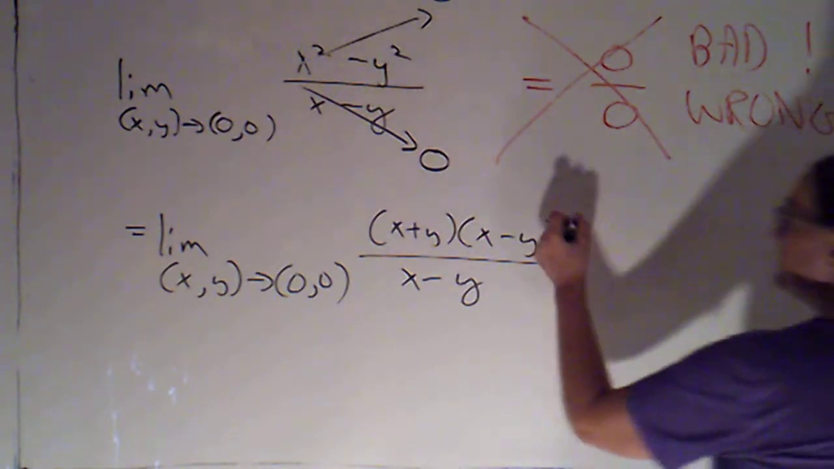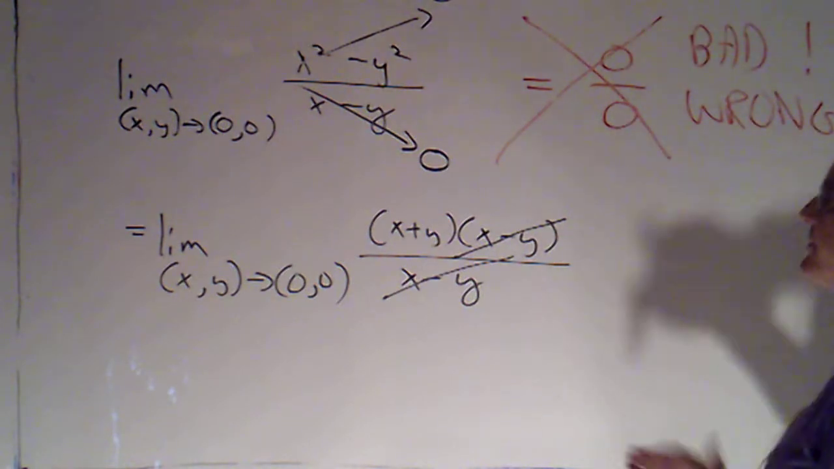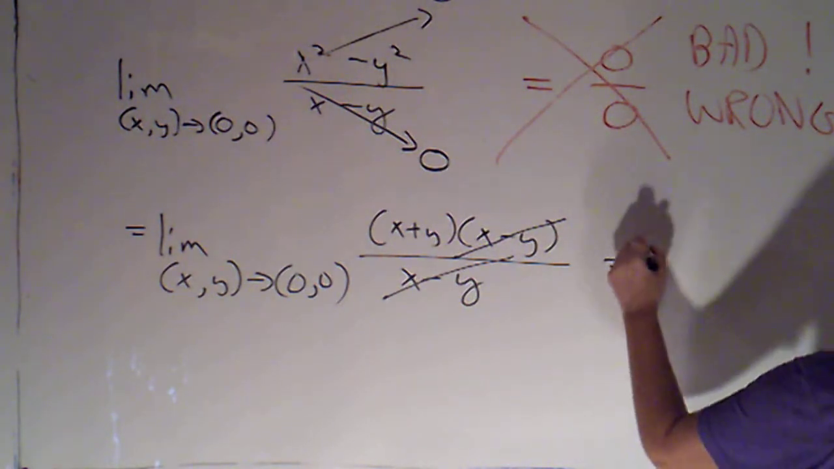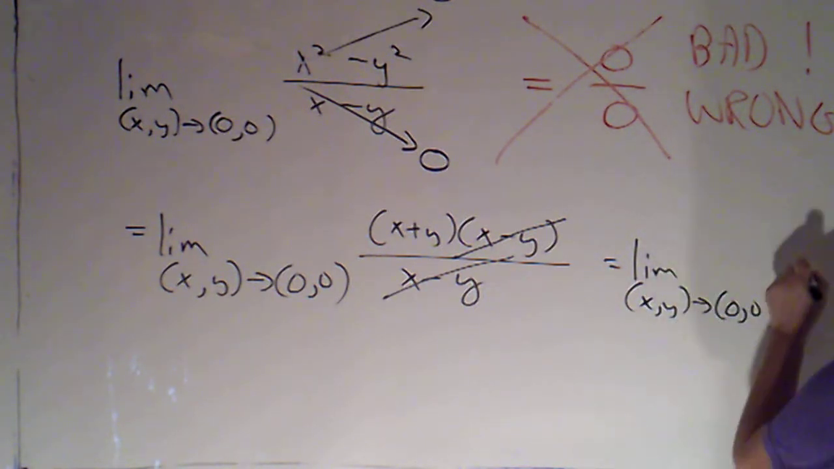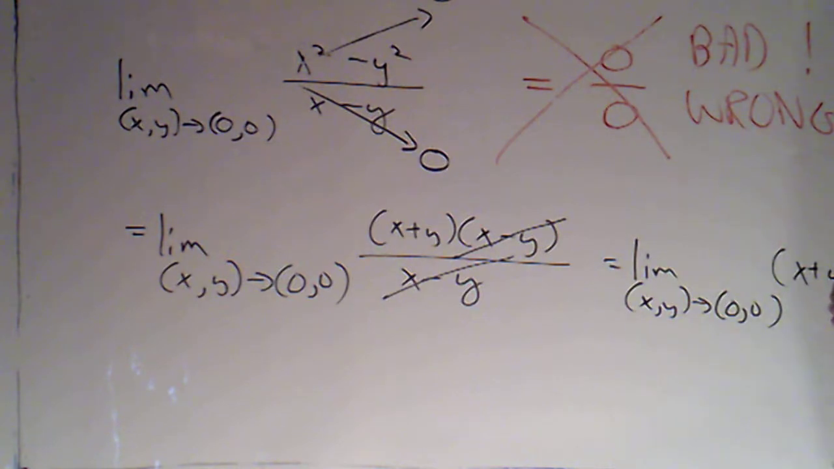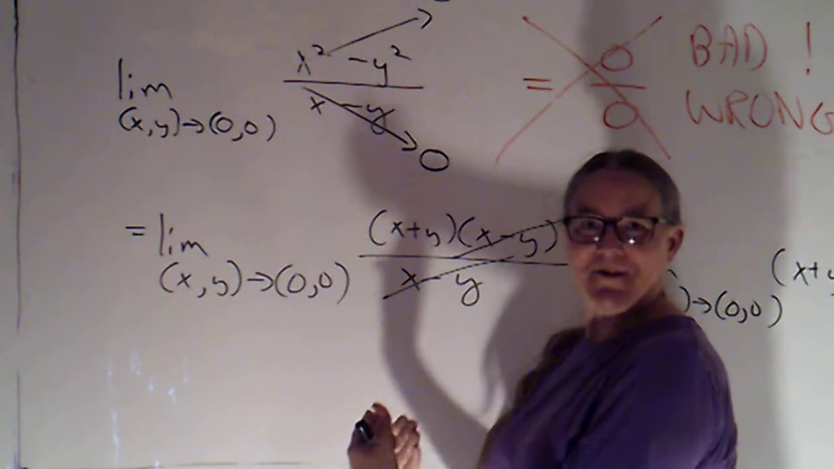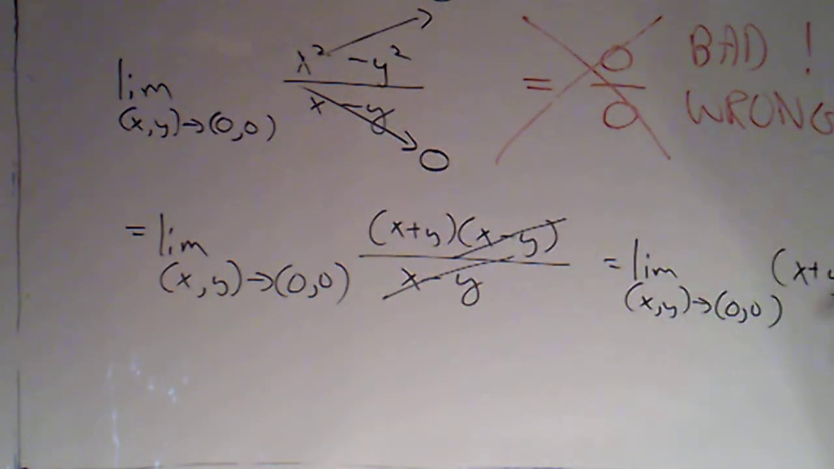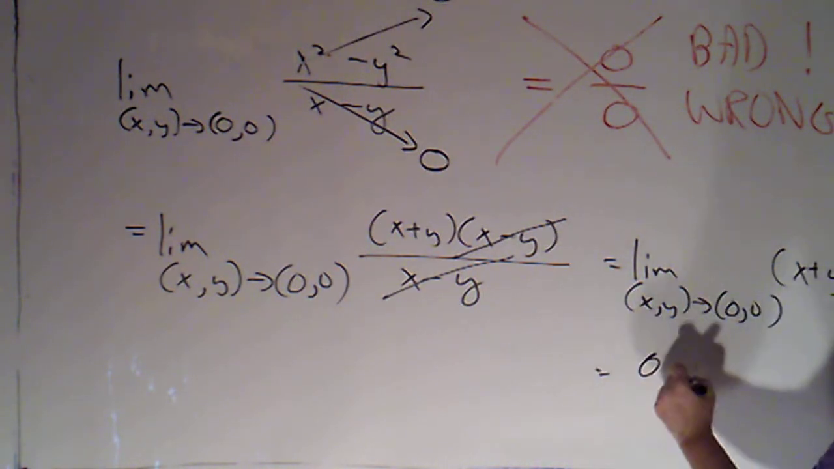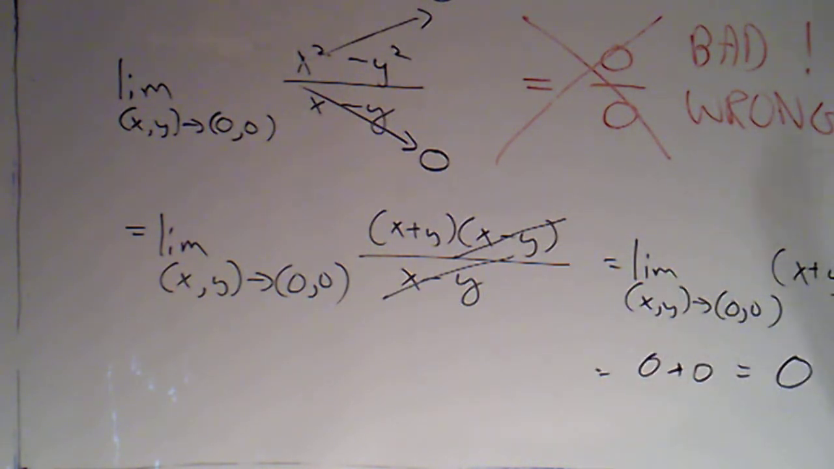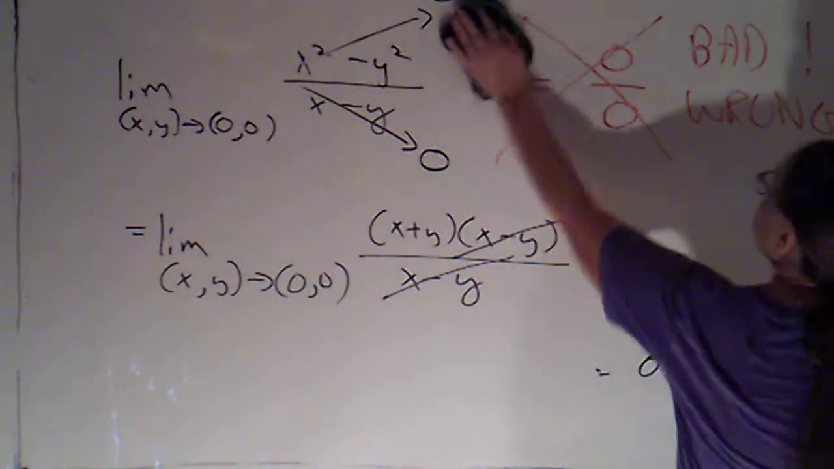This function is the same as this function wherever they're both defined. So I can say this is going to be the limit as (x,y) approaches (0,0) of x plus y. This function is not the same as this function, but their limits are the same. They agree everywhere they're both defined. And now this function is continuous, so I can evaluate it by plugging in, and so we do just get 0. So that's one thing that I can look for.